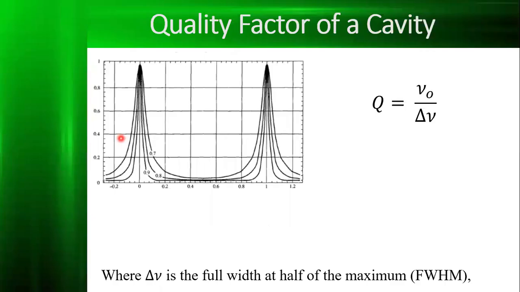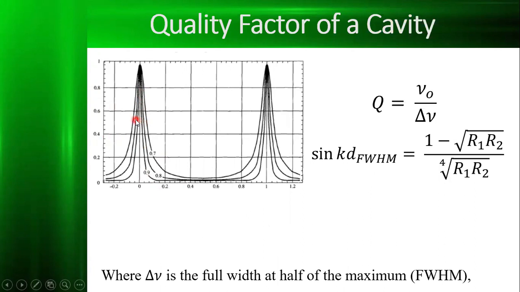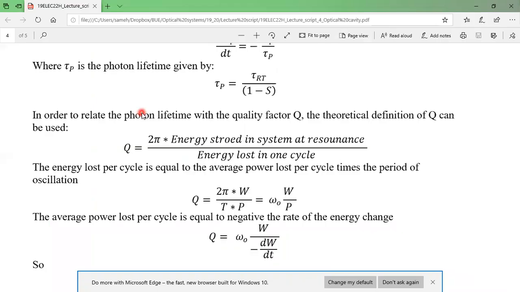This is the same as what we said earlier, if you remember, when the full width at half maximum equals or tends to zero for a hypothetical laser. So in order to minimize the losses, you will have a Q equal to infinity.